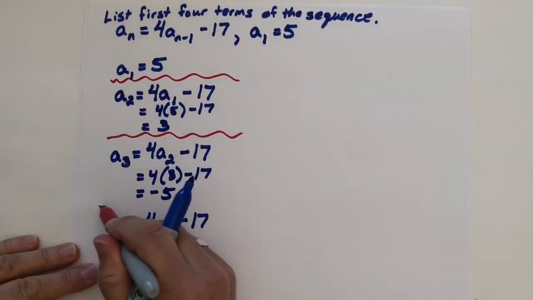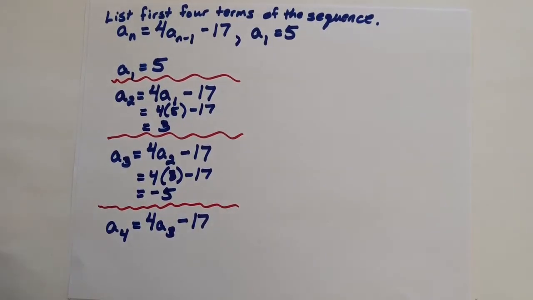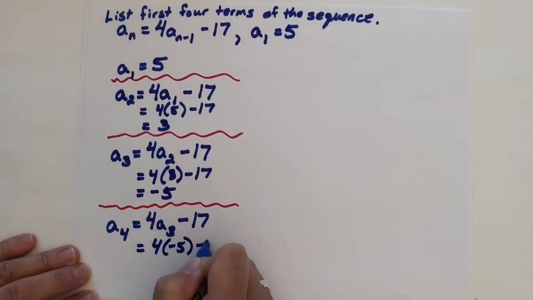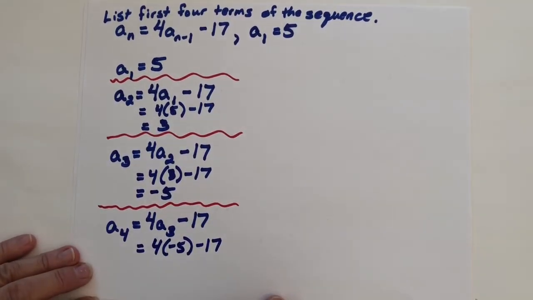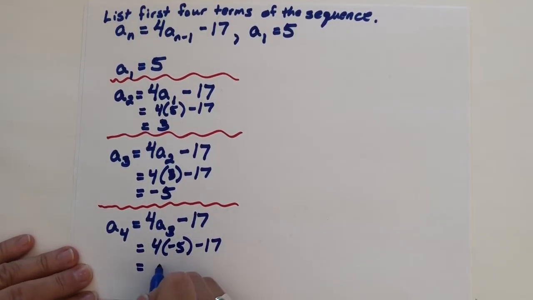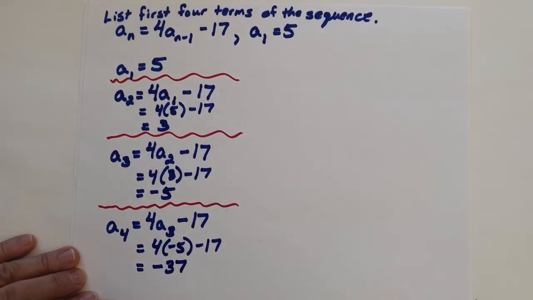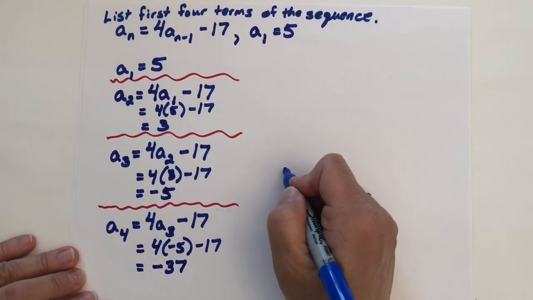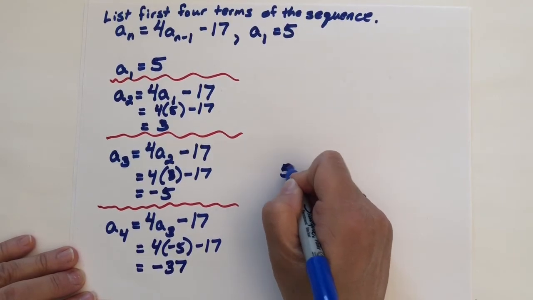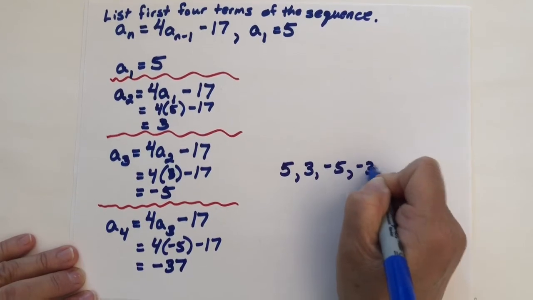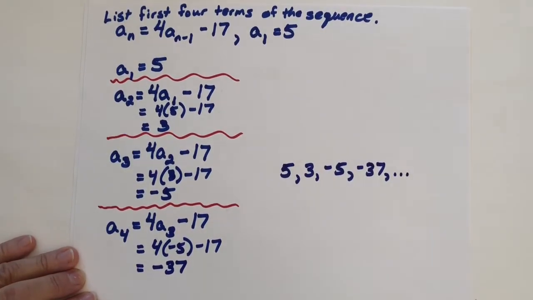And again, it's running together a little bit. Let me separate it. And the fourth term is 4 times negative 5 minus 17. And we do the arithmetic there, and we have negative 20 minus 17, and we have negative 37. So we can tell the terms of this sequence are 5, 3, negative 5, negative 37, and on we go.